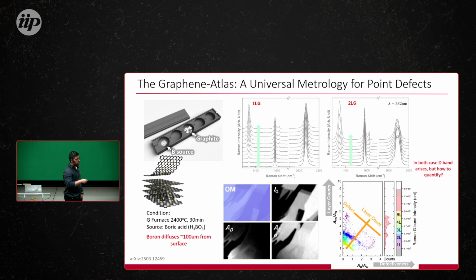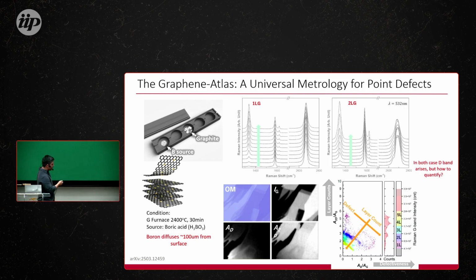So the next step was: is it possible to synthesize 2D material with different numbers of layers and try to count defects? That's what we started to think. Then what we did was, okay, let's work with graphene because we know how graphene works and the spectrum is much simpler than TMDs.